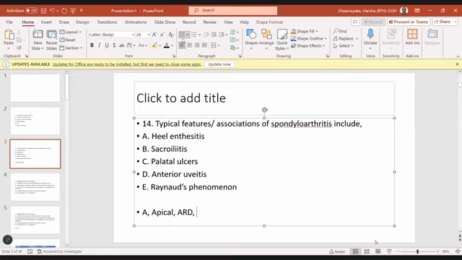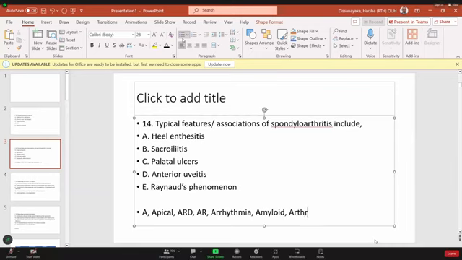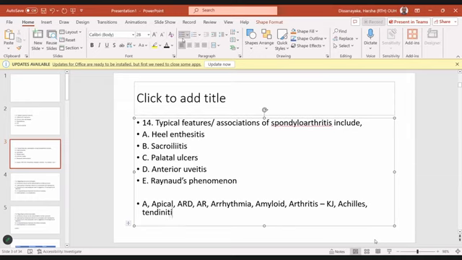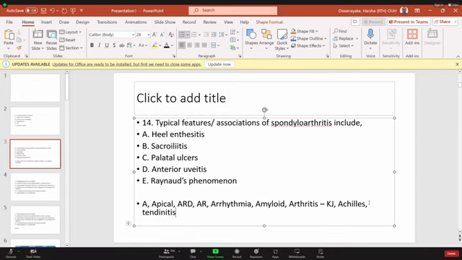So, anterior uveitis, apical fibrosis of lungs, aortic root dilatation, we can call it aortitis, aortic regurgitation, certain arrhythmias, these are last due to heart blocks, right? Then you can get amyloidosis, going further down to liver spleen level, if you imagine it as a cause of organomegaly. Then you can get arthritis of large joints like knee joint characteristically. Then Achilles tendinitis, right? So these are some of the classic extra-axial, skeletal and non-skeletal manifestations of spondyloarthritis. Oh, there's another thing called spinal arachnoiditis.